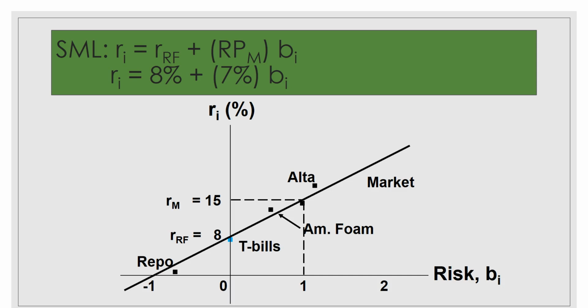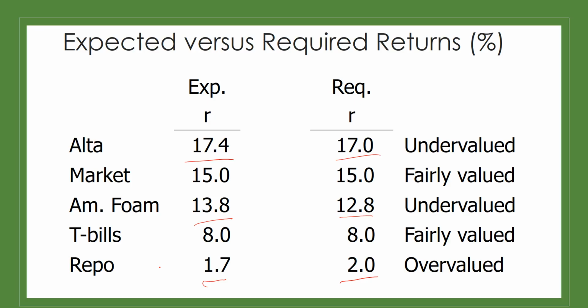If we look at the security market line, we can also see this. We see that those that are listed above the security market line are undervalued. Those that are below are overvalued. So that corresponds with what we had just found here.